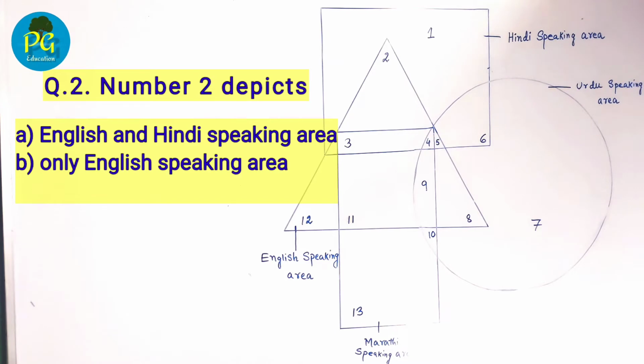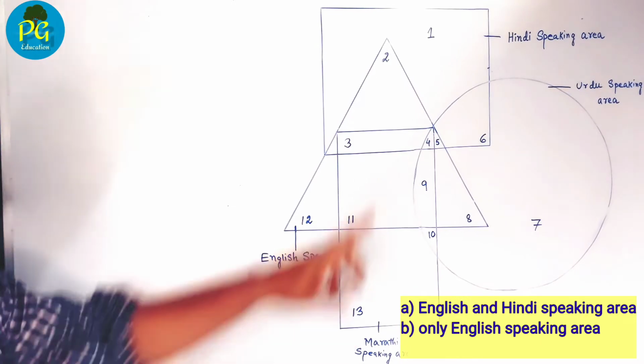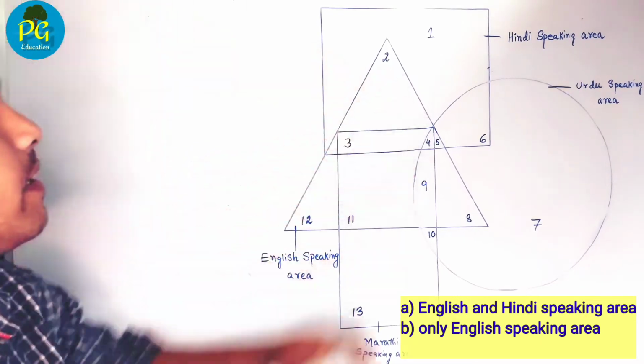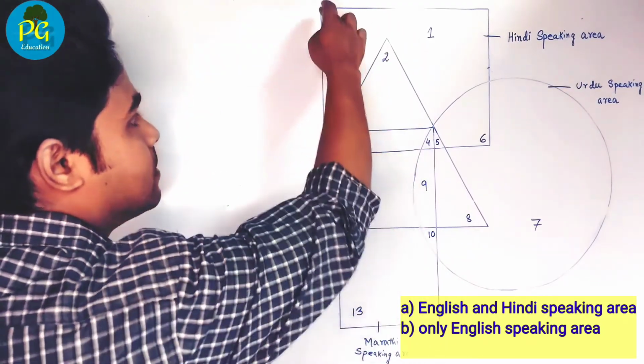Question number 2. Number 2 depicts, options are A, English and Hindi speaking area, B, only English speaking area. Here in the diagram you see 2 is included in the triangle as well as the square.